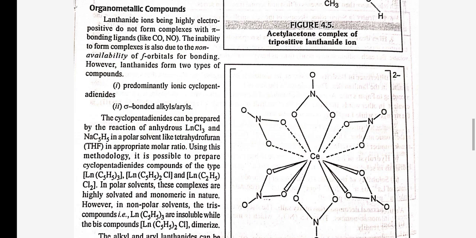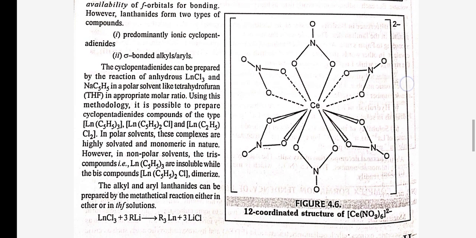The cyclopentadienides can be prepared by the reaction of anhydrous LnCl3 and NaC5H5 in a polar solvent like tetrahydrofuran in an appropriate molar ratio. Using this methodology, it is impossible to prepare the cyclopentadienyl compounds of the other type. In polar solvents, these complexes are highly solvated and monomeric in nature. However, in non-polar solvents, the tris compounds are insoluble while the bis compounds dimerize.